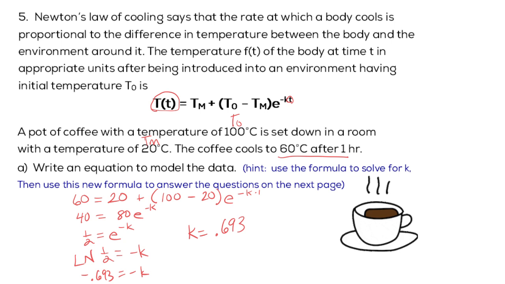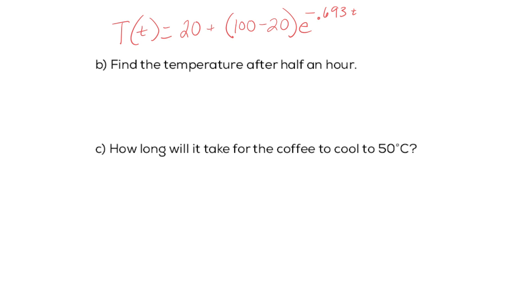Then the model, I'm actually going to write on the next page, because the next page in your notes has some questions about this. All right, so this model, what I have filled in, this is your surrounding medium. That's not changing. This was the original. That doesn't change. This was my k value that I found. And so now I have a model I can use to find the temperature for any particular time frame for that cup of coffee. It says find the temperature after a half of an hour. So I'm looking for the temperature, solving for the T of t.